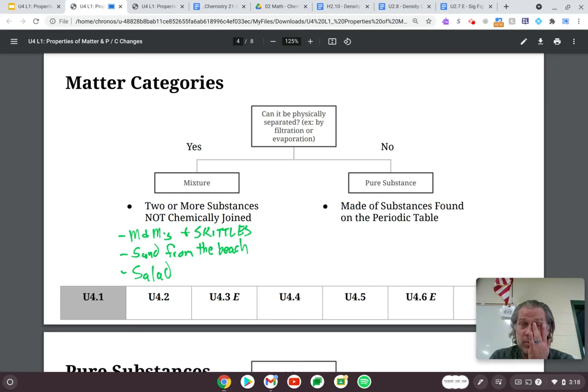Examples of mixtures would be if I took a bag of M&Ms and a bag of Skittles and mixed them together. I don't know why anybody would do that. If you went to the beach and you grabbed a bucket of sand, that would be a mixture. A salad is a mixture. Now, if it's not something that can be easily separated, we call it a pure substance. And those are things that we find on the periodic table or are in combination with things that we find on the periodic table.